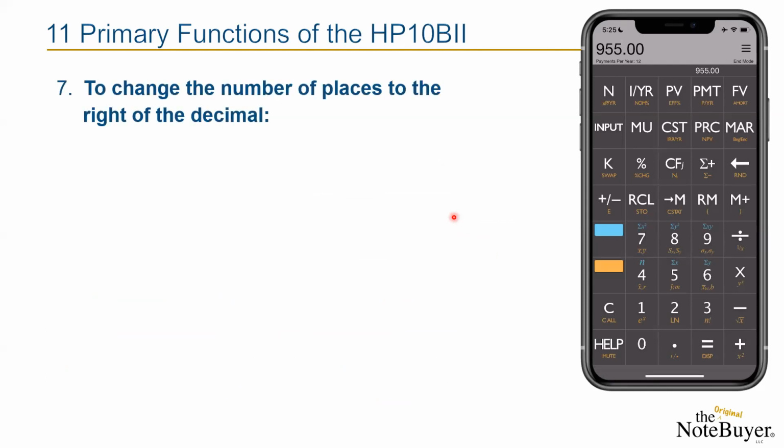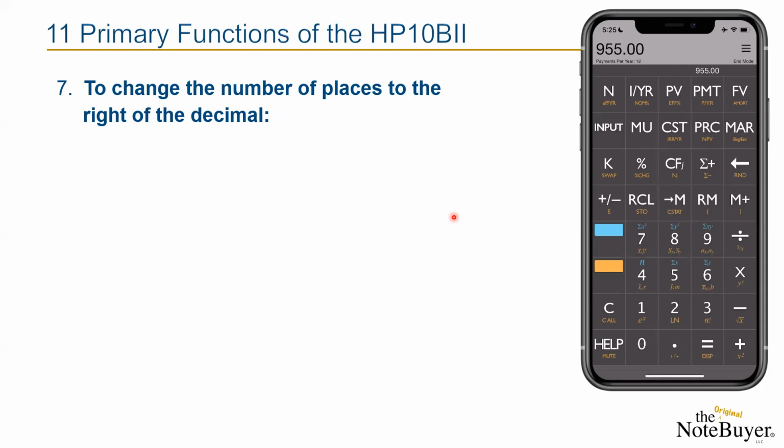okay? Another thing that you might want to do is change how many decimal places there are to the right of the decimal. Now, I like to keep mine on 2, and the reason is because we're dealing with money, and the smallest money that we use is a penny, so it would be 100th, the 2 places to the right of the decimal.